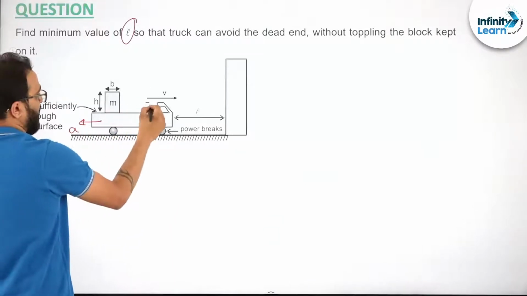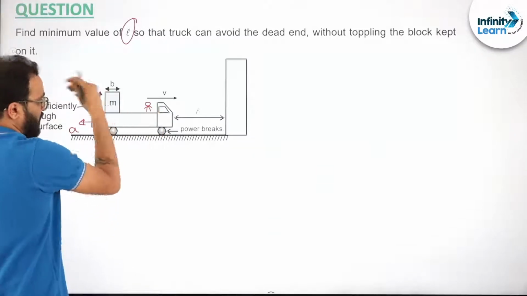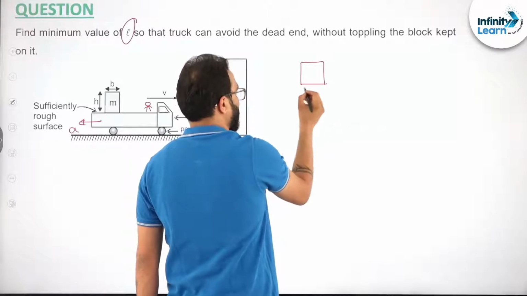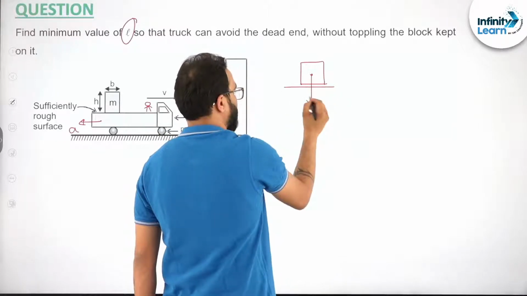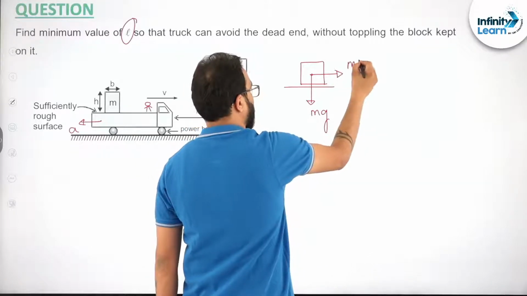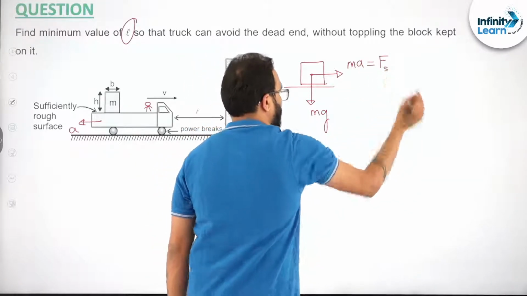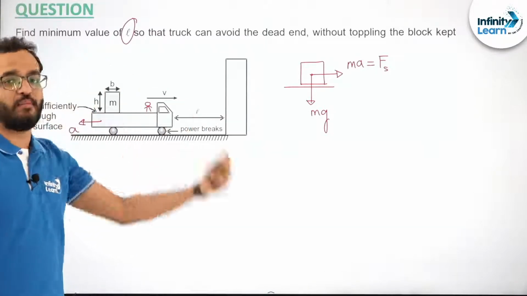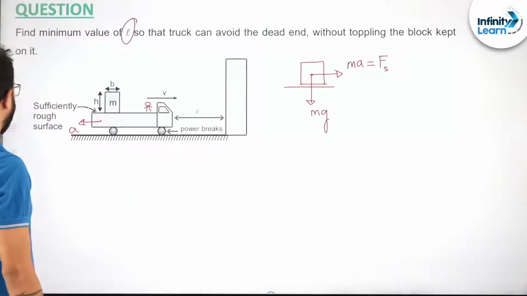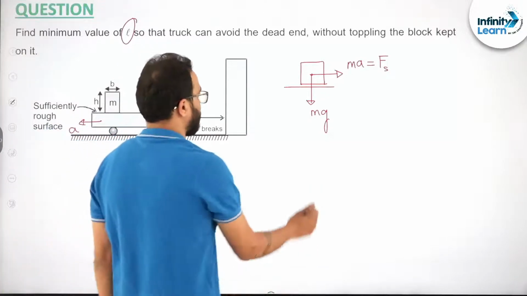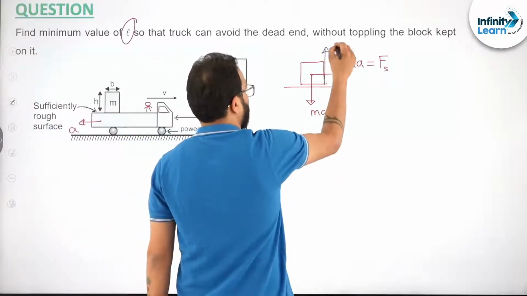So if you sit on the truck and observe this block, let's draw the FBD of the block. Now this is a non-inertial frame. In the non-inertial frame, mg is acting downward and one force ma, which is our pseudo force, will act in the forward direction. Now this pseudo force might topple this block. If we want to save this block from toppling, we will ensure that the normal comes here.